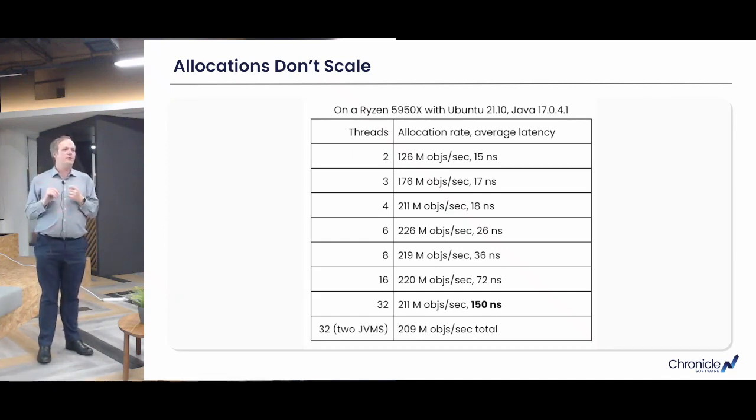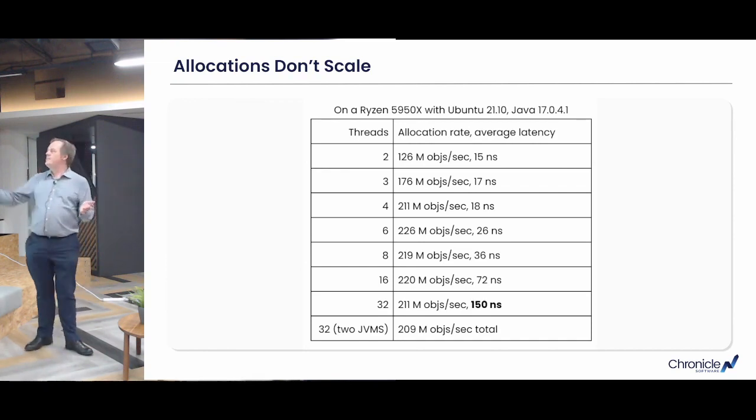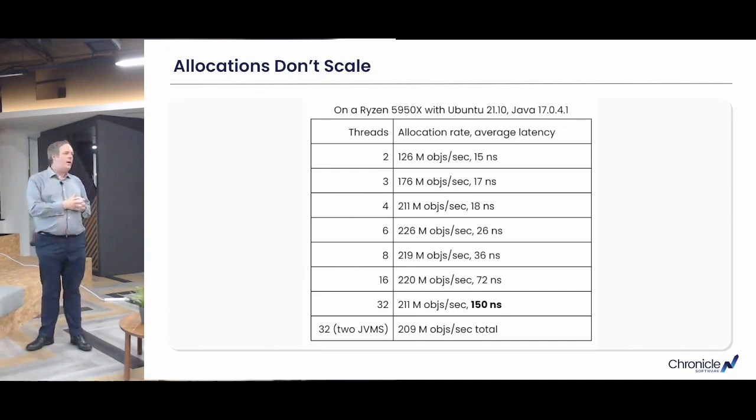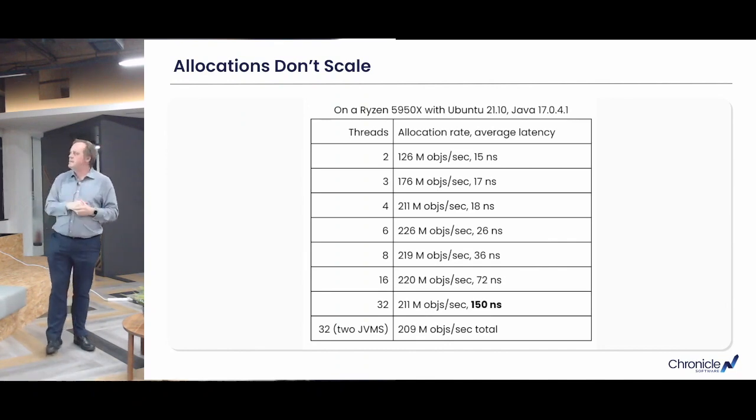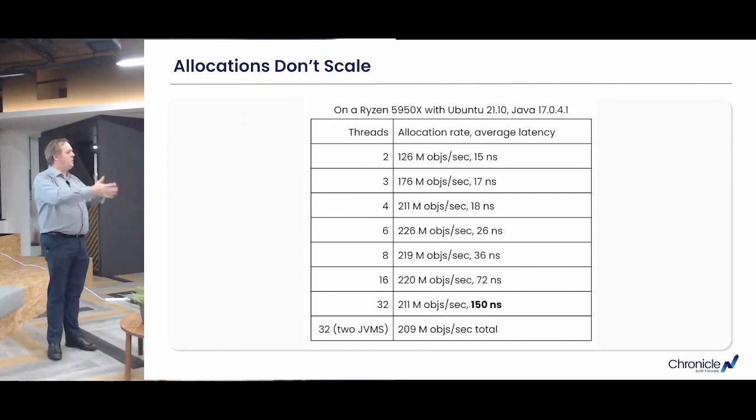However, by the time you got to just 4 threads, and this is a machine with 32 logical threads, it's starting to tick up, right? It's not getting twice the throughput anymore. And in fact, the average latency has gone up by 20%. It's now 18 nanoseconds. But still, 18 nanoseconds is nothing to worry about. It's not going to make a big difference. However, you see that as you add more threads, the throughput doesn't really go up. The 6 seems to be slightly better, but essentially 32, even across 2 JVMs, you get the same allocation rate as you did with 4 threads.